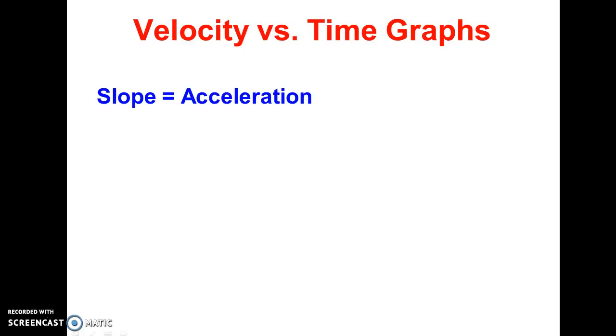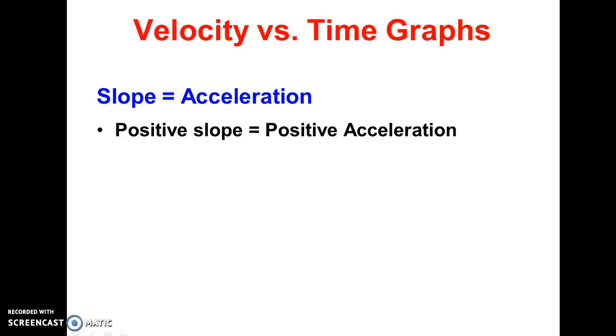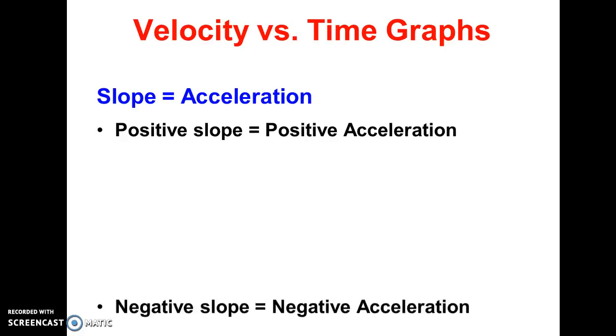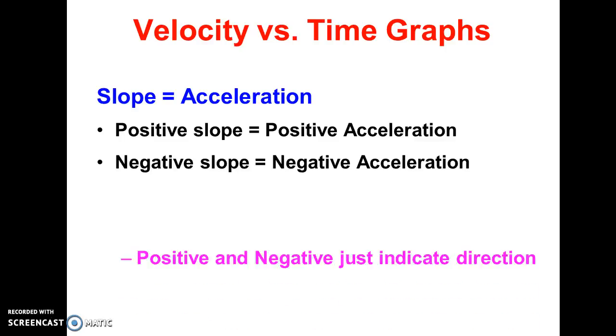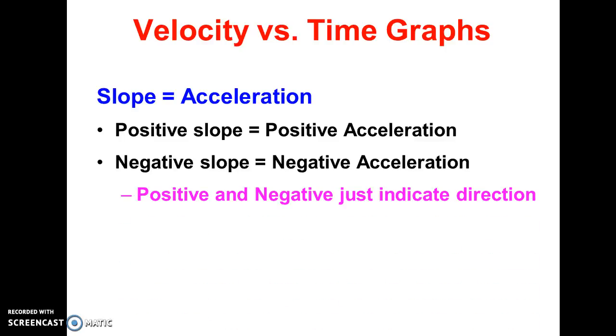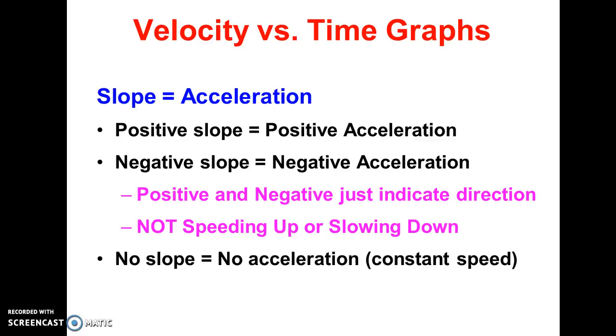On a velocity time graph, we've said that the slope is equal to acceleration. Anytime you end up with a positive slope, we call that positive acceleration. Anytime you end up with a negative slope, we call that negative acceleration. Now, positive and negative, again, just indicate direction. Positive and negative do not indicate speeding up or slowing down. If you have no slope, that just means that you have no acceleration. It means you're going at a constant speed.